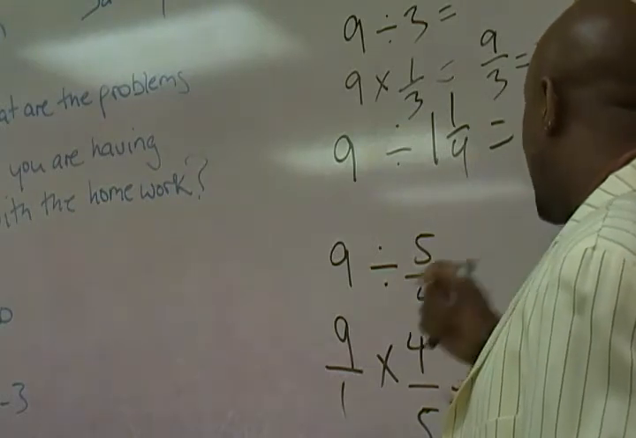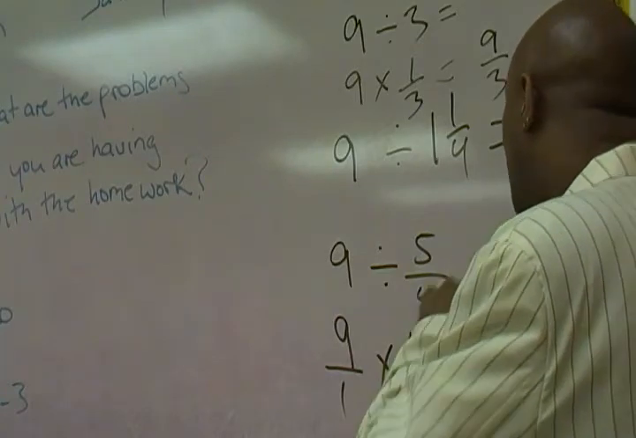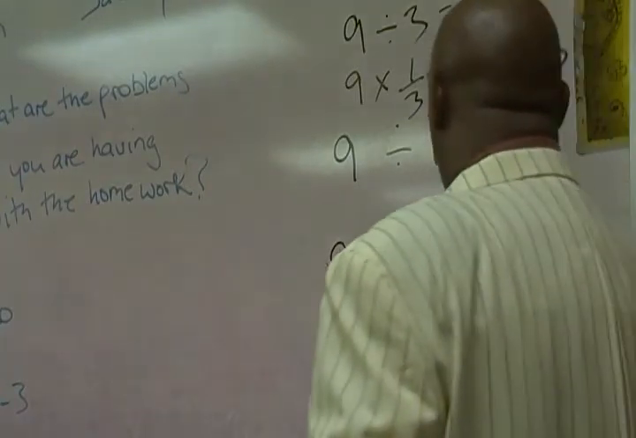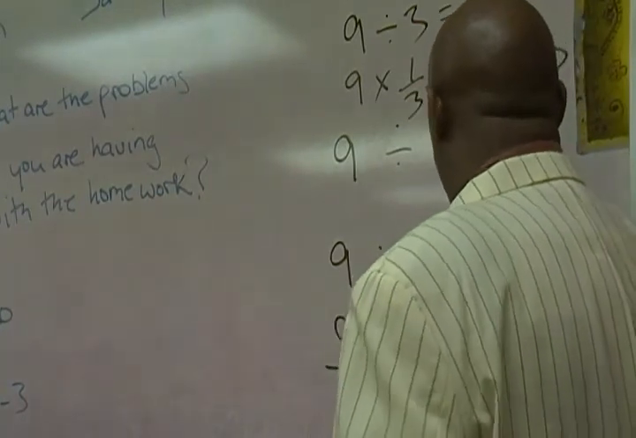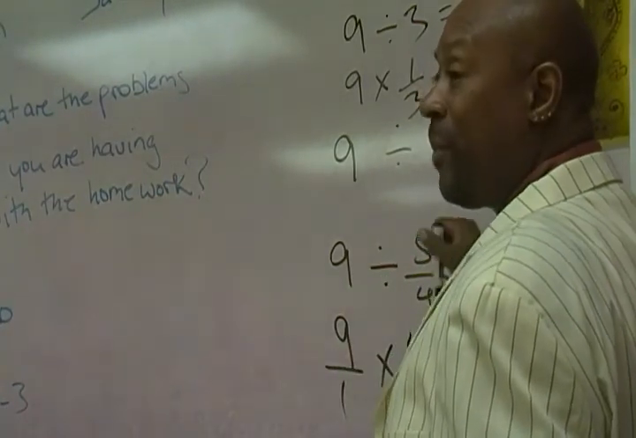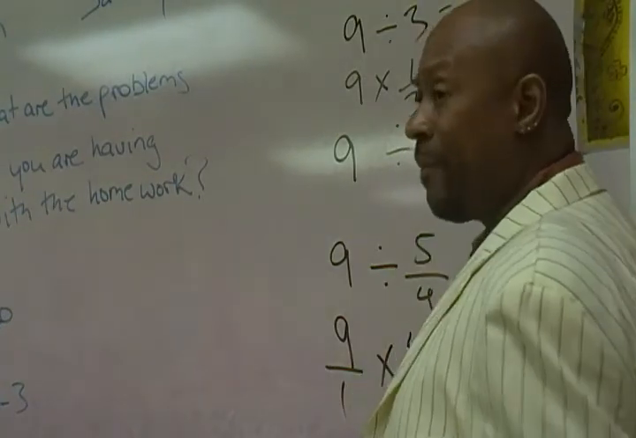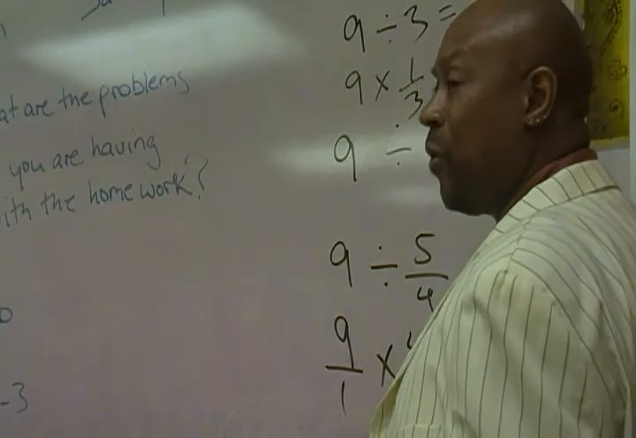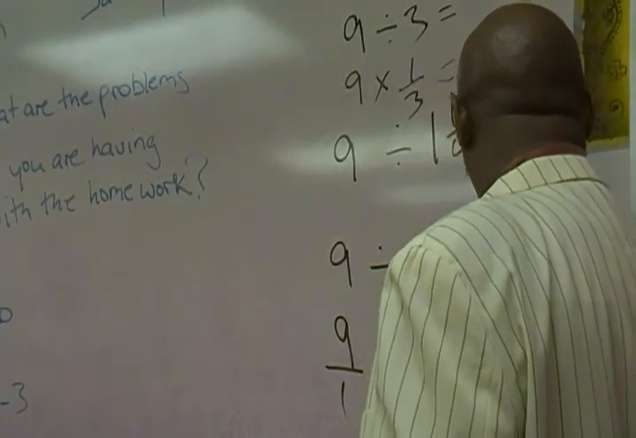So now, getting back to this. We started with 9 divided by 1 1/4. So now we did our flipping, our inversion. That's what it's really called. So now we're going to just multiply. Jackie, how much is 9 times 4? 36 over 5. 36 over 5.